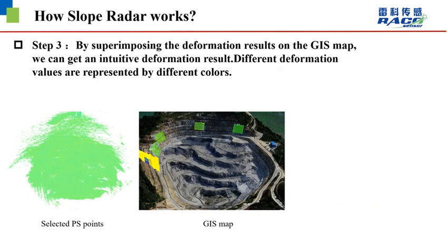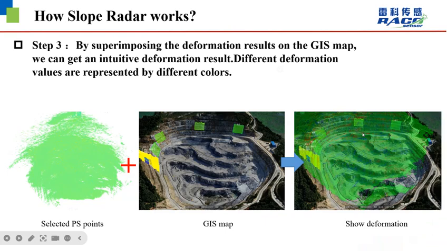Step 3. After step 2, we have deformation data of all pixels. And now, we can overlay the deformation results on the GIS map. Here is a GIS map. We can get a very intuitive deformation result. Different deformation values are represented by different colors.